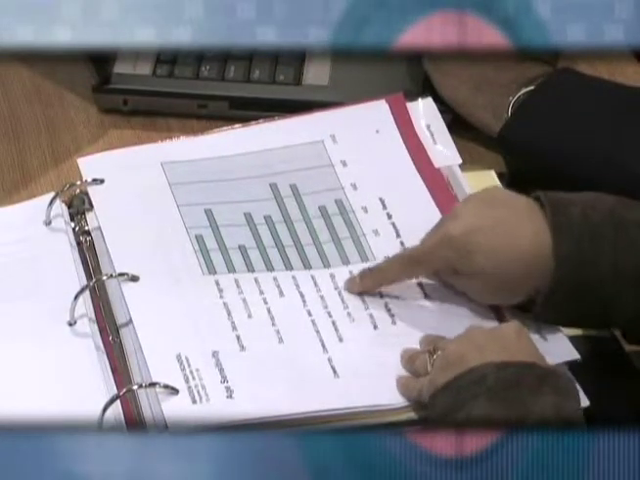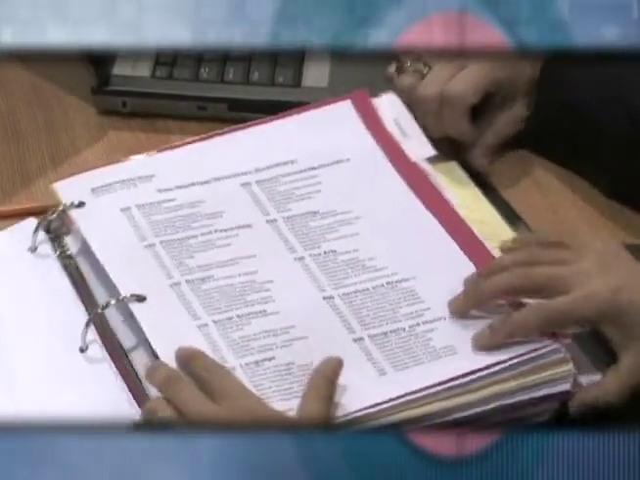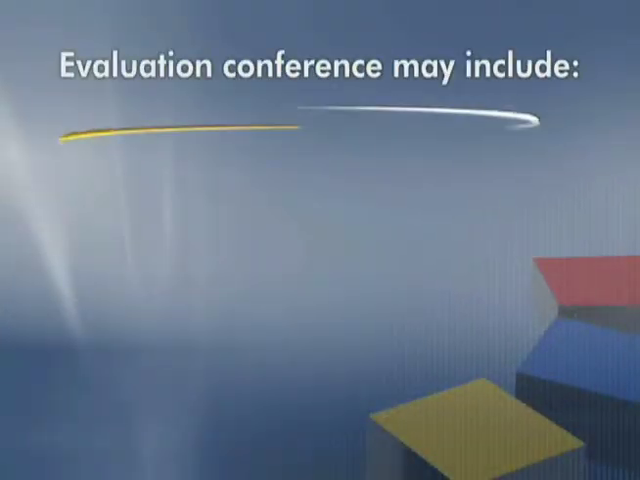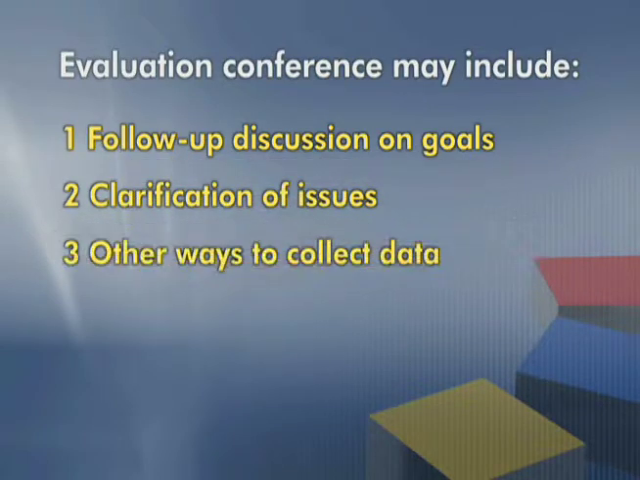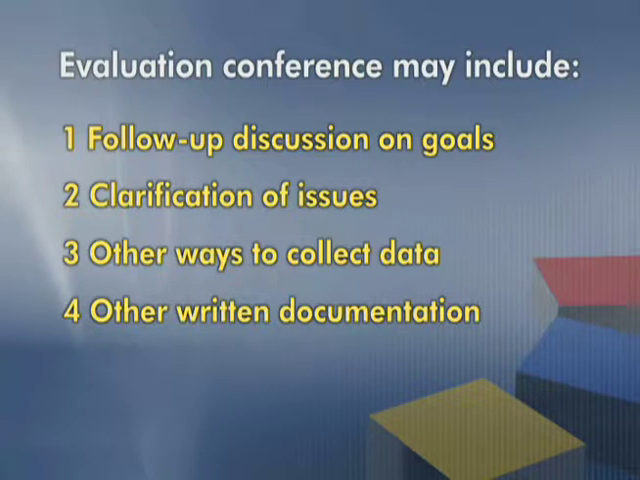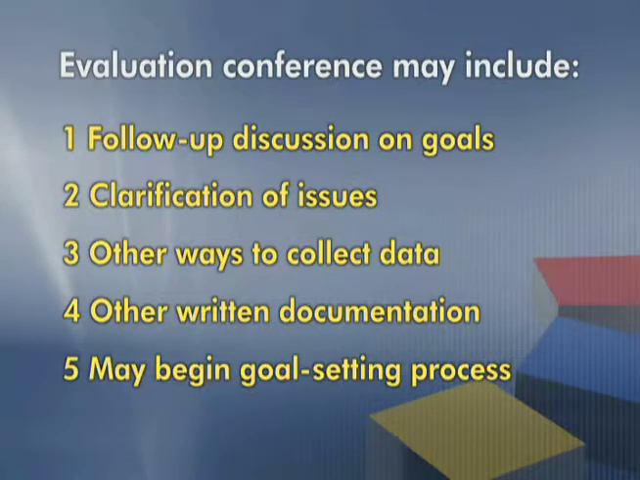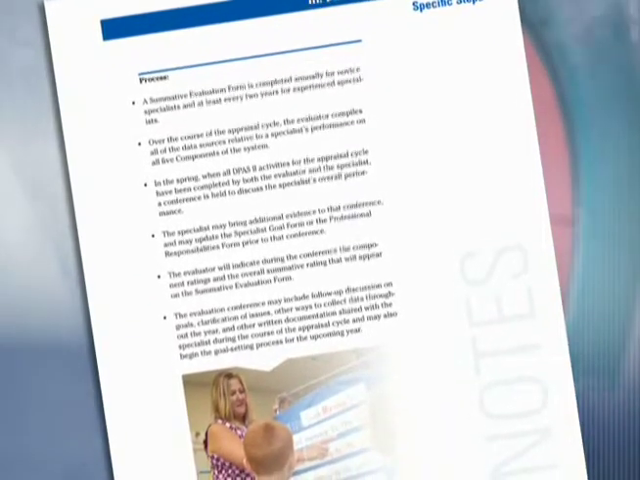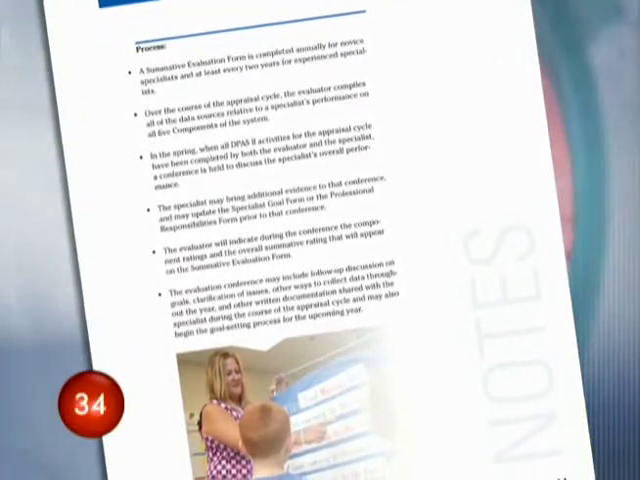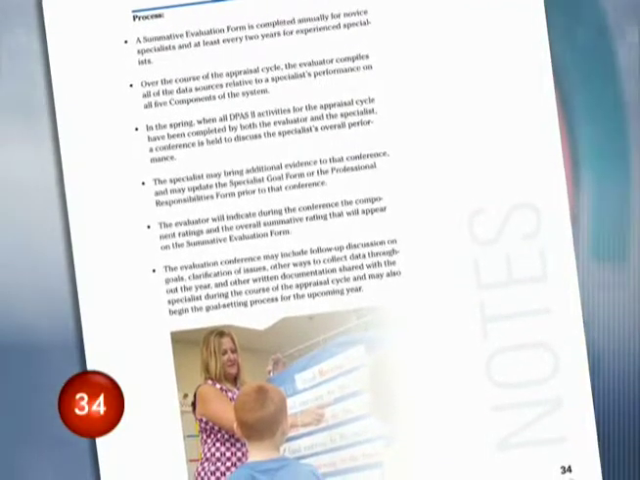A productive summative conference involves compiling all of the evidence relevant to the specialist's performance that has been generated throughout the appraisal cycle. The evaluation conference may include follow-up discussions on goals, clarification of issues, and ways to collect data and other written documentation shared with the specialist during the course of the appraisal cycle. It may also begin the goal-setting process for the upcoming year. More details about the summative evaluation conference can be found beginning on guide page 34, including possible questions that may be asked by an evaluator.